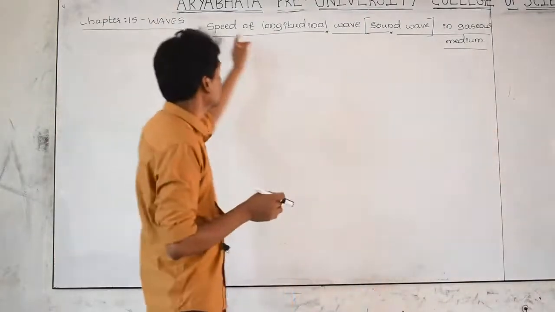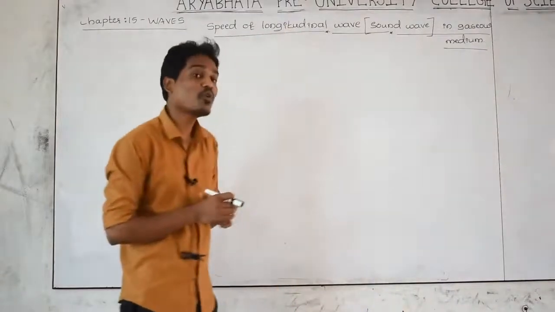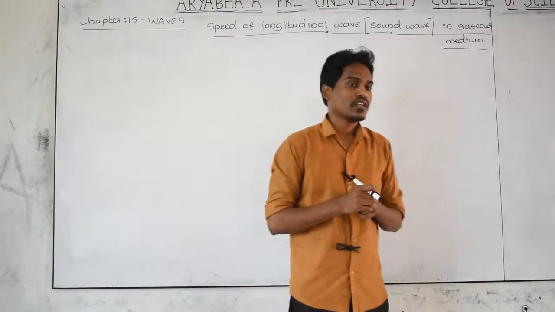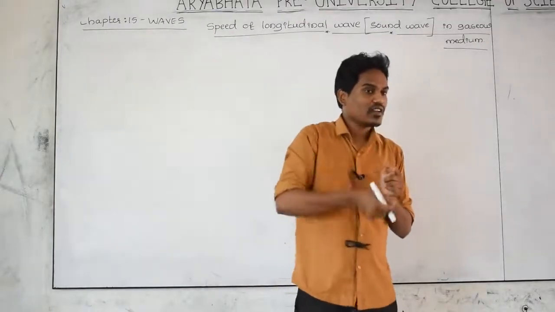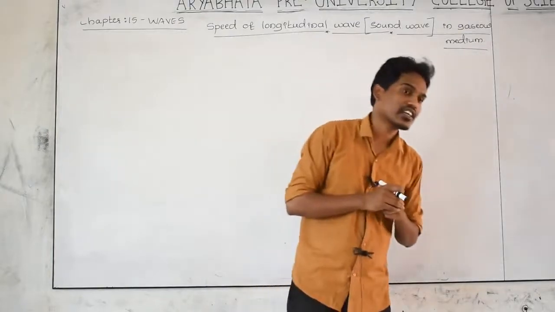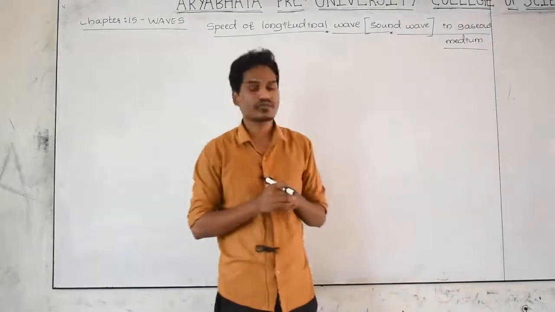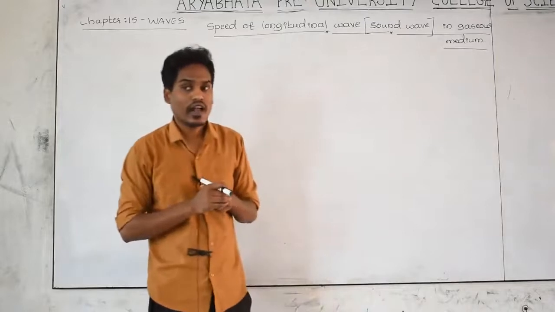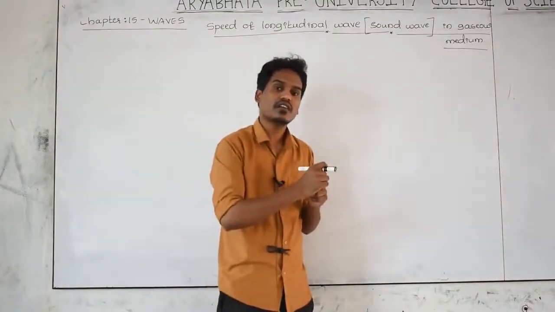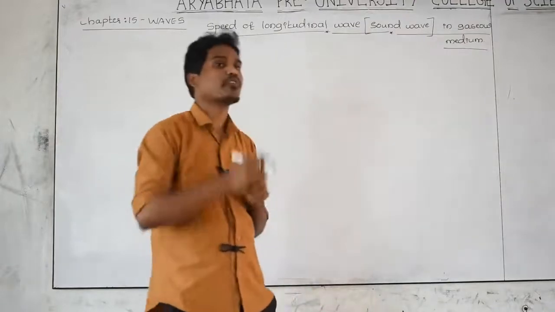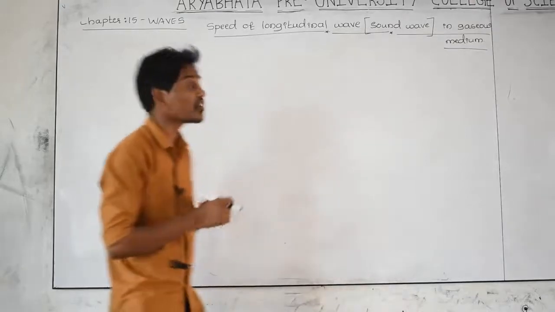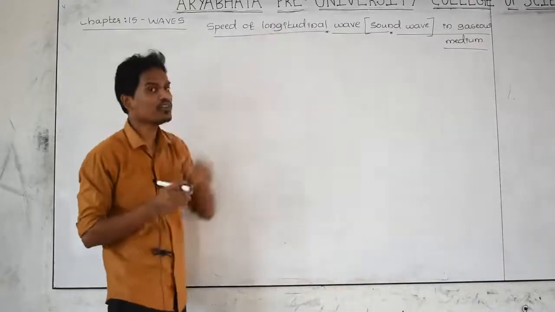This is another one: speed of longitudinal wave. You know very well what transverse wave and longitudinal wave are. If the particle vibration and the wave propagation have an angle theta equal to 90 degrees, that is a transverse wave. And if the direction of vibration of the particle and the direction of propagation of the wave are both in the same direction, then theta is equal to 0 degrees. That nature of the wave is called a longitudinal wave.